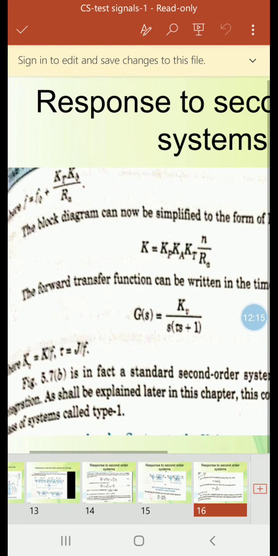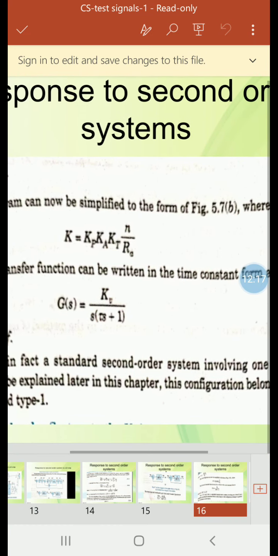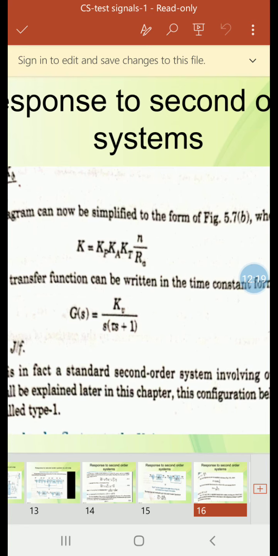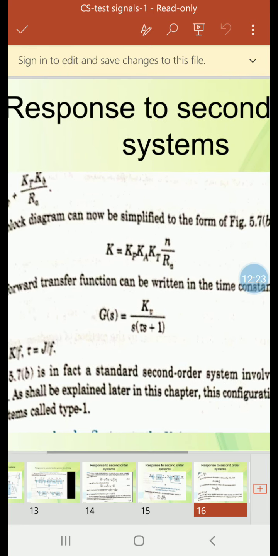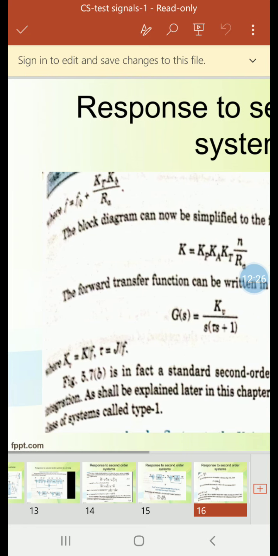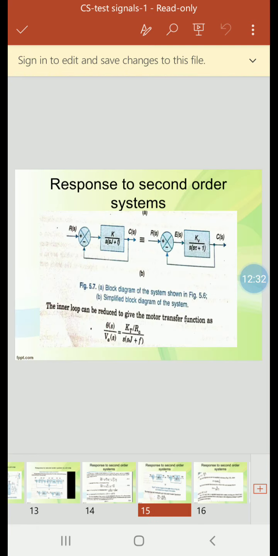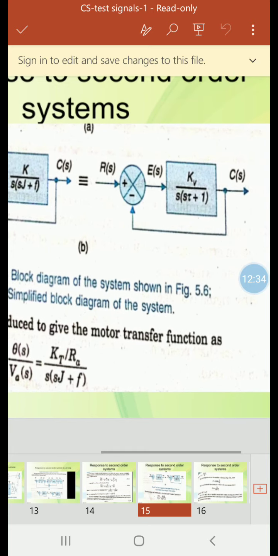So the forward transfer function can be written in time constant form as G of S is equal to KV divided by S into bracket tau S plus 1, where KV is equal to K by F and tau is J by F. Then whatever is this figure B, you can see, which has been simplified.